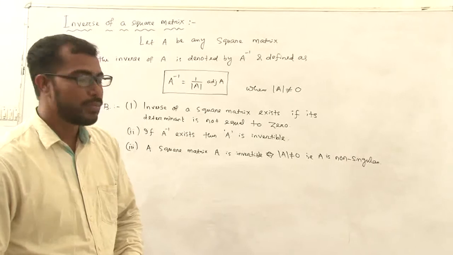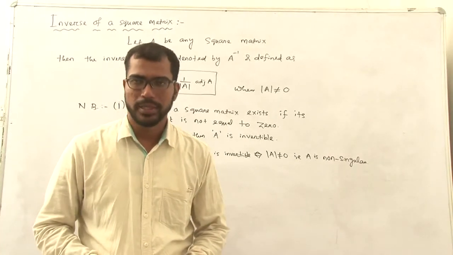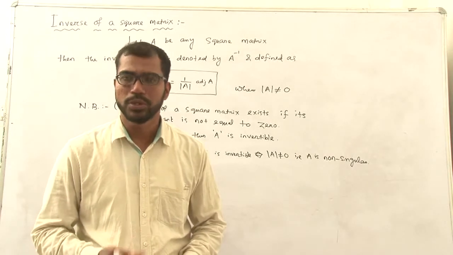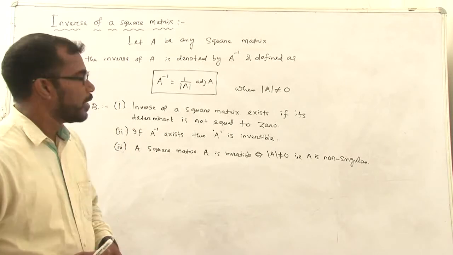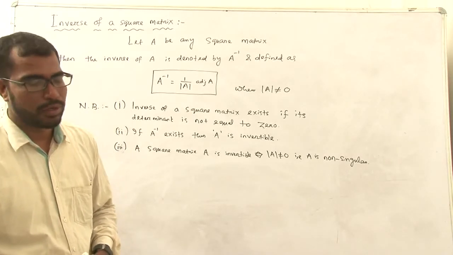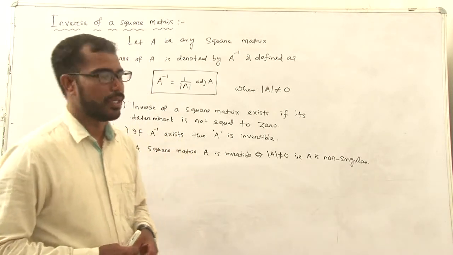In the previous session we discussed the adjoint of a matrix, how to find it for a square matrix of order 2 and order 3. So today we learn the inverse of a square matrix. First we have to know how it is possible to find the inverse of a square matrix.